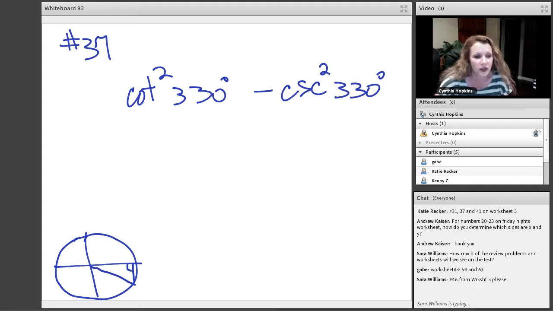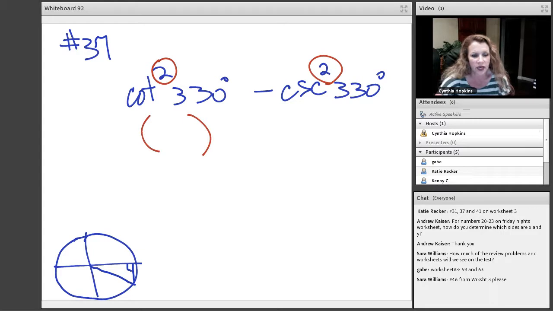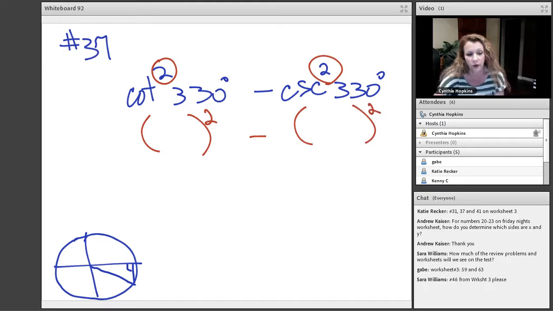Okay, so the other thing that I want to talk about, and I'm glad you asked this question, Katie, is this square right here. I'm going to read it to you the way you say it: cotangent squared of 330 degrees minus cosecant squared of 330 degrees. But what you actually do is you find the cotangent of 330 degrees, and when I say find it, I mean find the ratio, because you take trig functions of angles and you get a ratio. So I'm going to write the ratio in these red parentheses, and then I'm going to square it. Then I have a minus sign. I'm going to find the cosecant ratio of 330 degrees, and then we'll square it, and then we'll figure out what our final answer is.